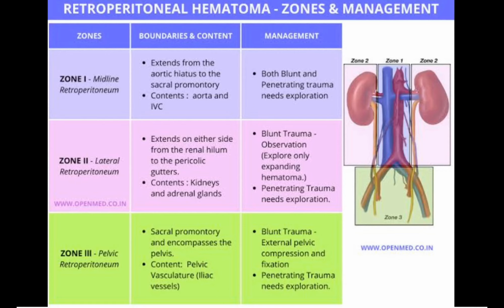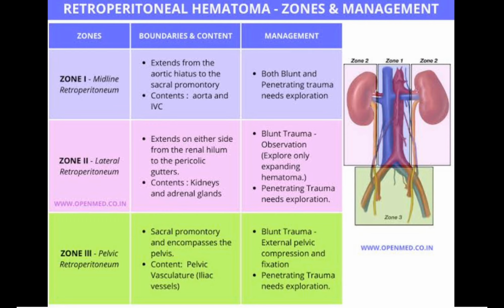Hi everyone. So in this video we will be studying the surgery images. So first image is of retroperitoneal hematoma. The retroperitoneal hematoma, we have three zones and different management is required in each zone. First zone is midline retroperitoneum.